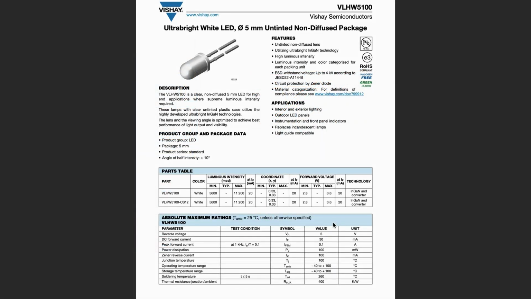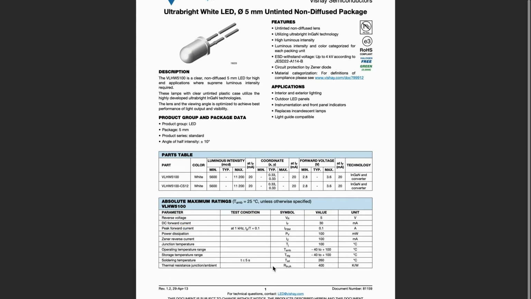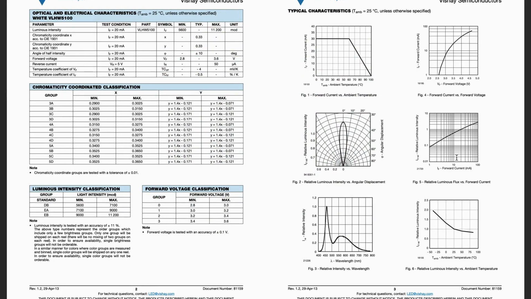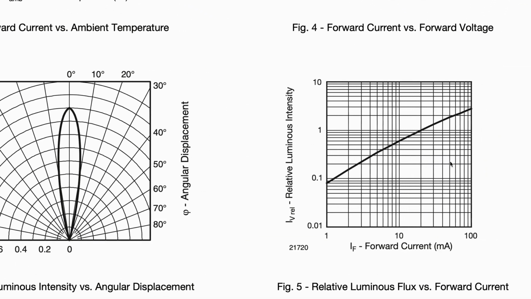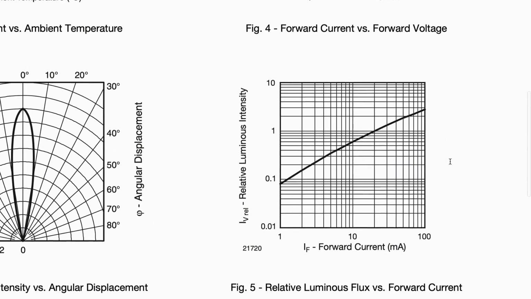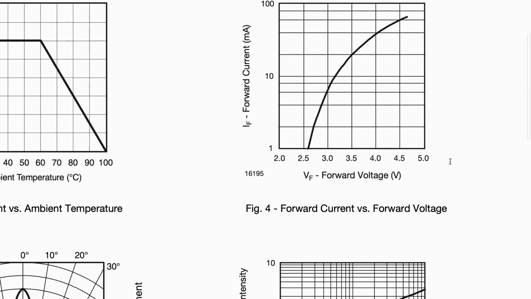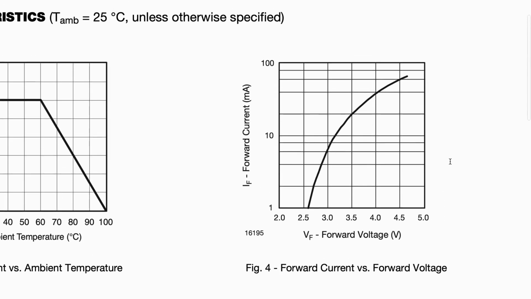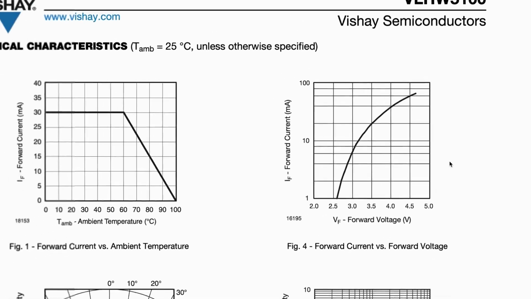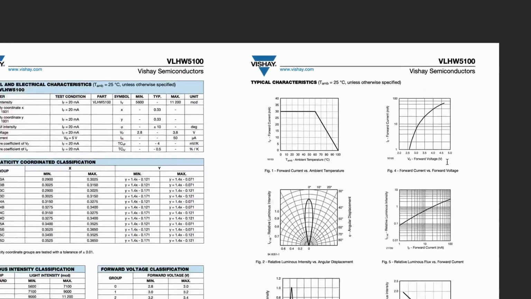We should look at the forward current, peak forward current, and forward voltage from the different tables given in the datasheet. We intend to operate at a forward current of about 10 milliampere, and that you can select from the luminous versus forward current graph. And from another graph, between forward current and forward voltage, the voltage would be around 3 volt for 10 milliampere current. Now, here comes the math part.